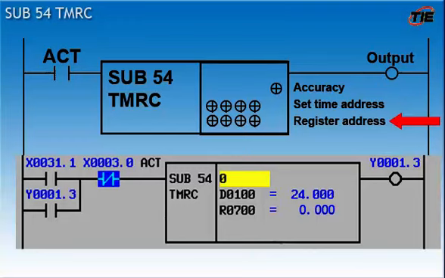The address that holds the time value is input on line 2. This is typically a data address. Note that this field will take 2 bytes of data. This means that if you set the starting address at D100, it will take addresses D100 and D101 to hold the timer value. This Sub 54 statement is set up for an 8 millisecond accuracy.